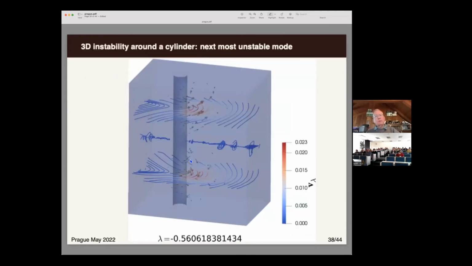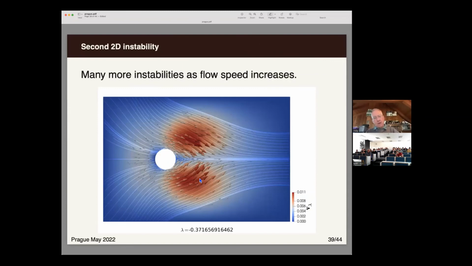And in 3 dimensions, you do see this alternation of modes going one direction and then rotating one direction and then rotating the other direction. So yes, and at higher Reynolds numbers, there are more and more instabilities. Here's one of the next ones where you see this flow going around and converging. So there are many, many instabilities for flow around a cylinder that can lead to very complicated flow patterns.